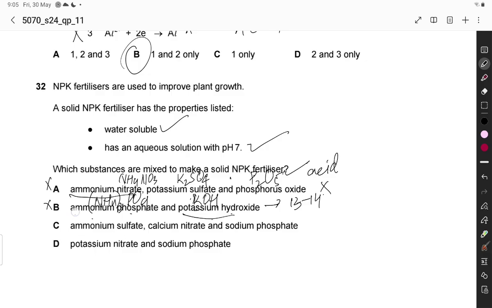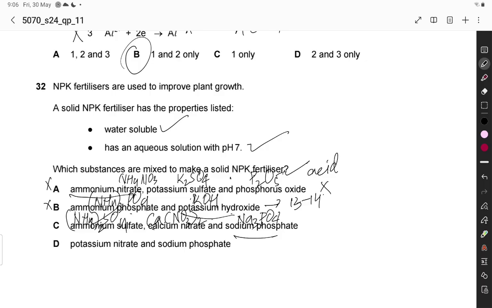Ammonium sulfate, (NH4)2SO4, calcium nitrate, Ca(NO3)2, sodium phosphate, Na3PO4. Calcium nitrate, sodium phosphate. This is an acidic salt, calcium nitrate, all are aqueous solution.